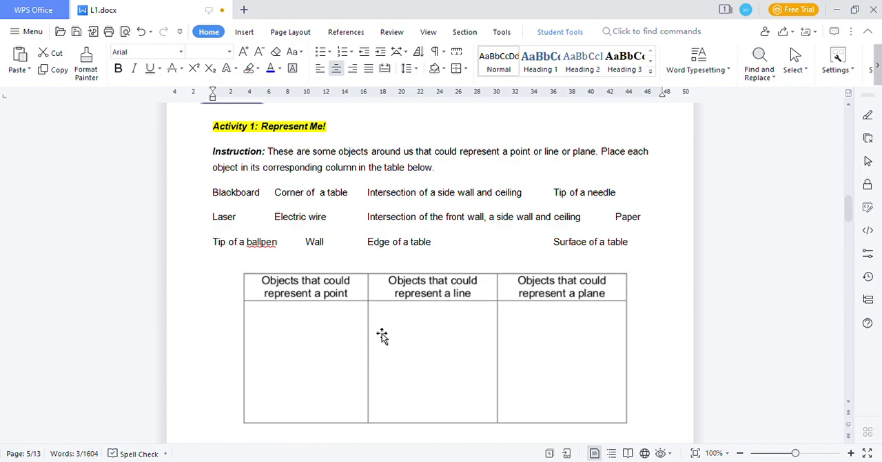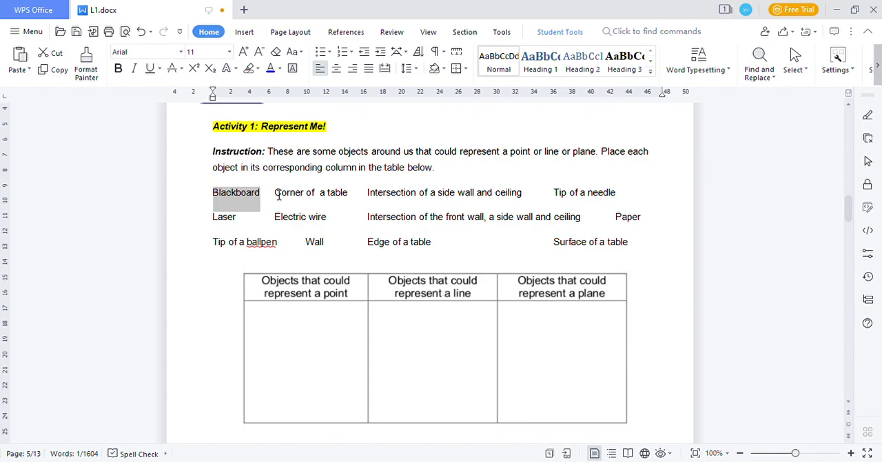So I'll be giving this one as your activity. After our class here, I'll be giving this as your assignment. You just have to identify where each object belongs. It could be an object that represents a point, or an object that could represent a line, or an object that could represent a plane. Which of the three is it? For example, the blackboard could represent a plane, so you would put the blackboard there.